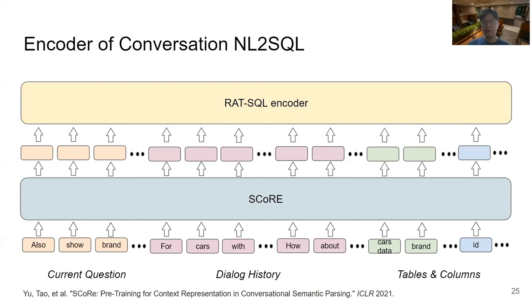SCoRe extensively uses synthetically generated data in the pre-training. And SCoRe is regarded as a pre-training model, which jointly represents the natural language question and the underlying database schema, while taking into consideration the multi-turn dynamics of dialogue to capture the context information. Then the encoder of RedSQL additionally takes dialogue history to understand the context of dialogue.